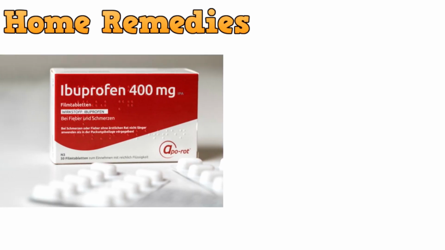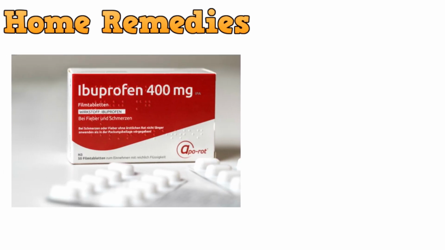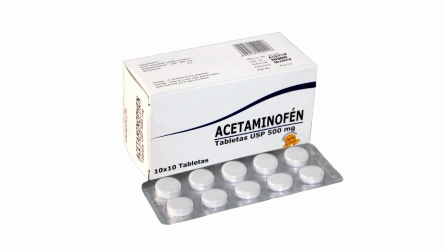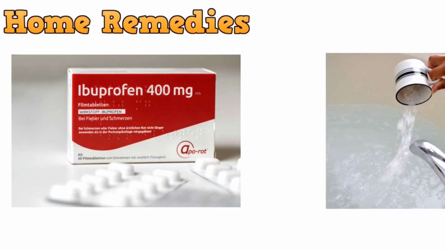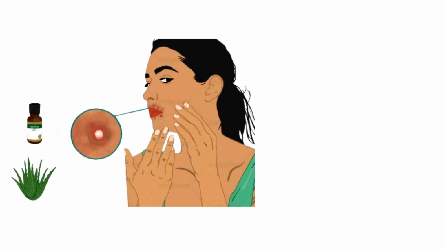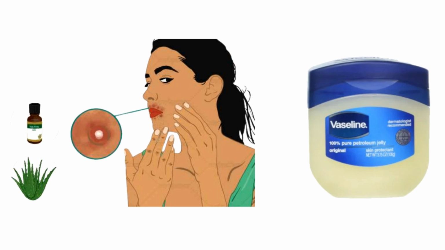For this video, we will discuss some home remedies you can try if you have herpes. So for the pain, you can take medications like ibuprofen or acetaminophen. To ease the sores, bathing in slightly salted water is recommended. For the sores, a person can also try products like aloe vera gel or petroleum jelly. To ease the irritation, a person should wear loose-fitting clothes.